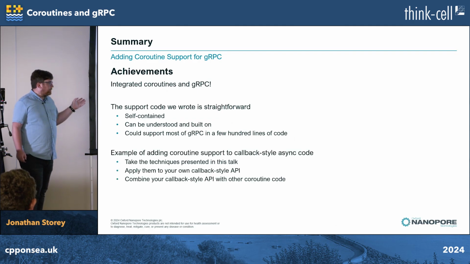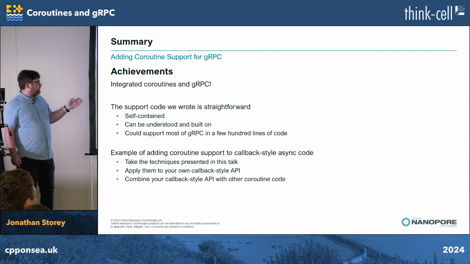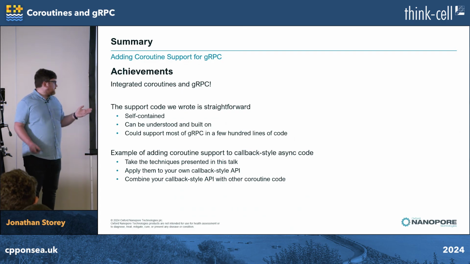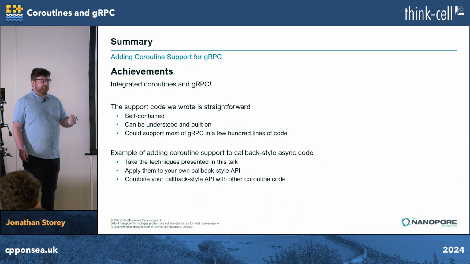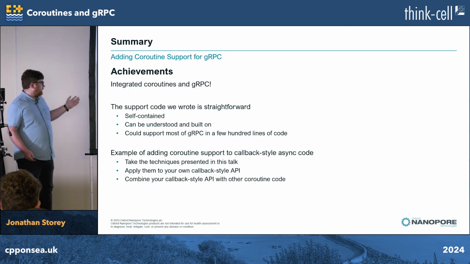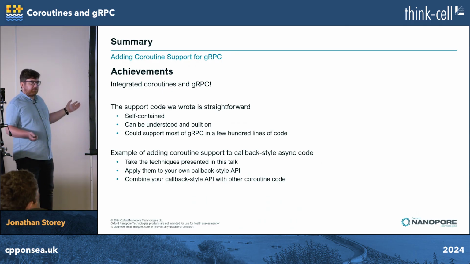We've had an example of adding coroutine support to callback style async code, and we saw that how you add coroutine support is you stash a coroutine handle somewhere when you start the call, and then in the callback, you resume the handle. Yeah? Hopefully, you'll feel empowered to take the techniques I've just shown you and apply them to your own callback style API. And then you can integrate your callback style API with other coroutine code.